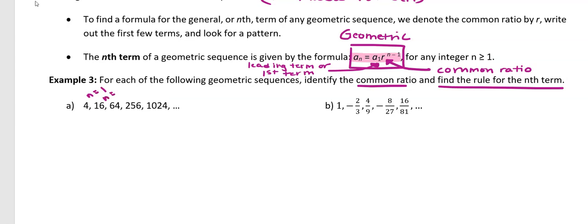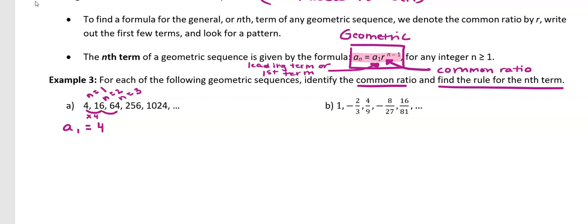Our second term when n is equal to 2 is 16, and our third term when n is equal to 3 is 64, and so on. So it looks to me like our first term, a sub 1, is 4. Now, how did we get from one term to the next? How did we get from 4 to 16? It looks like we multiplied by positive 4.